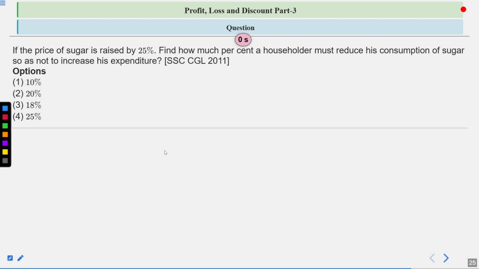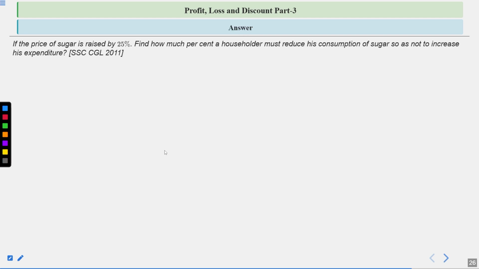Now time's up. Let's see the solution of this question. So the question says that if the price of the sugar is raised by 25%, it means if the price is 100, it will become 125. Now the question is, find how much percent a householder must reduce his consumption of sugar so as not to increase his expenditure. It means expenditure is constant, so consumption should be reduced. So the correct answer of this question is the second one, which is 20%. We need to reduce the consumption to make the expenditure constant.